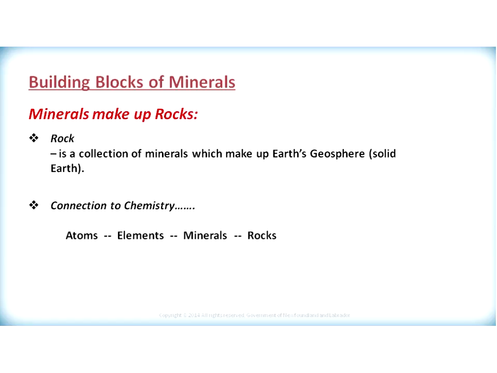Minerals make up rocks. So a rock is a collection of minerals within the Earth's geosphere, which is the solid Earth. The connection to chemistry is seen as follows. Atoms, which are the smallest building blocks of matter, make up elements, which in turn make up minerals, which in turn will make up rocks. So if we look at the mineral chemistry behind rocks, atoms make up elements, elements make up minerals, and minerals is what make up rocks.